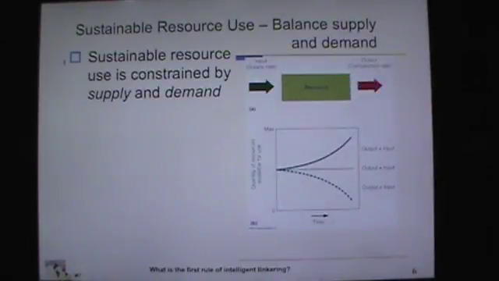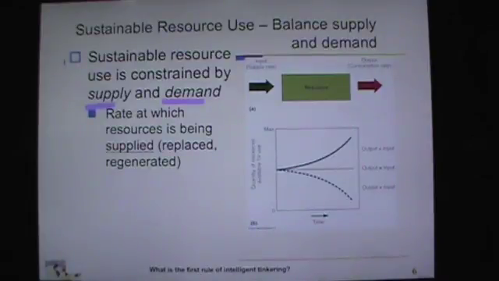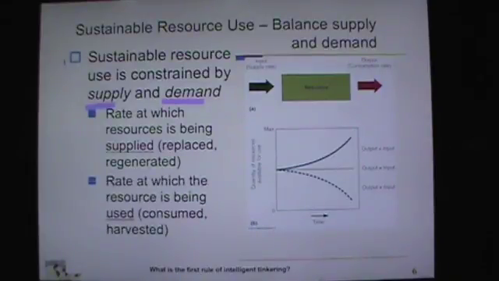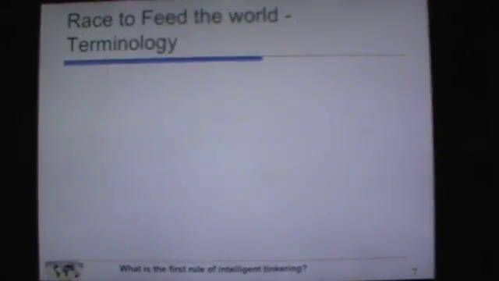Sustainable resource use is constrained by supply and demand. If you use it up faster than the resource is being supplied, then that's a bad thing. The rate at which a resource is being consumed and harvested, as opposed to the rate at which it is being supplied. And when the supply is being used up faster than it can be replenished, then that's not sustainable. So some terminology.